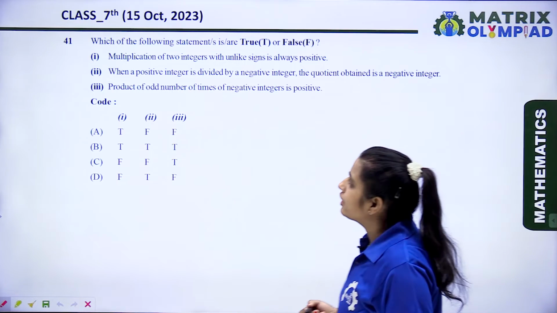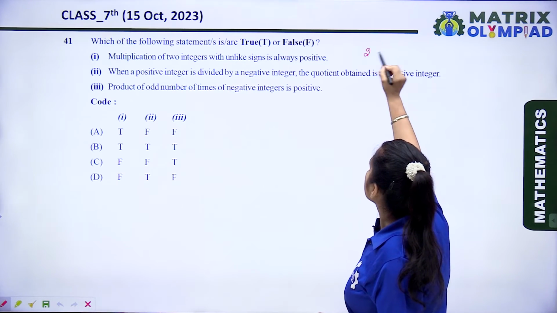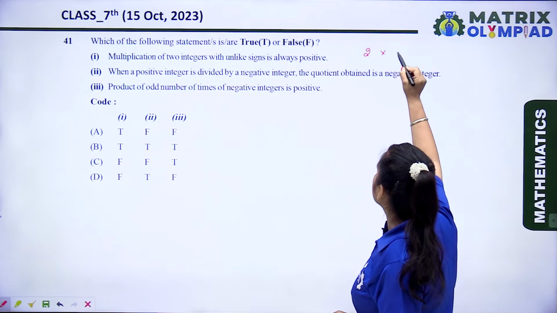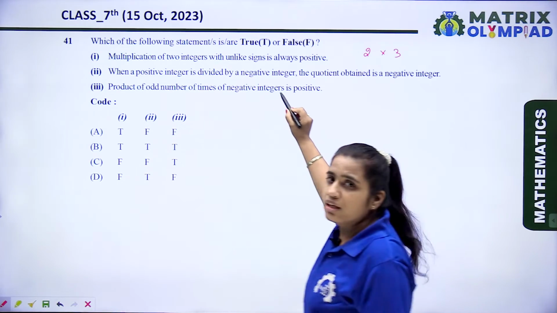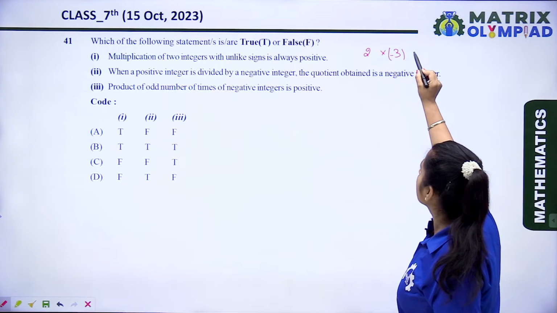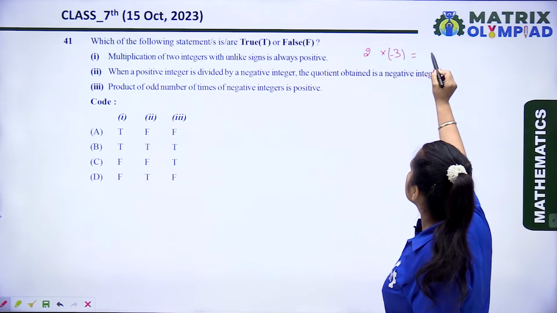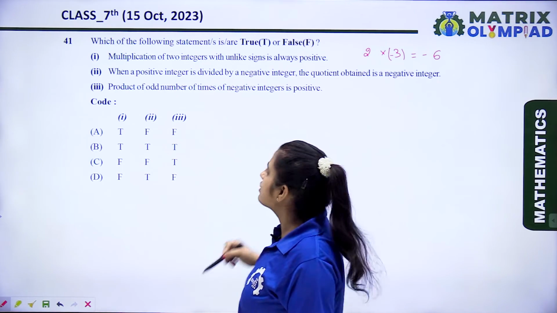जब हम multiply करते हैं दो integers को. Now here two integers, let it be 2 multiply by 3. Now here two integers with unlike sign. Let the first number be positive and the second number be negative. Now the answer is in the negative form. So the first statement is false.